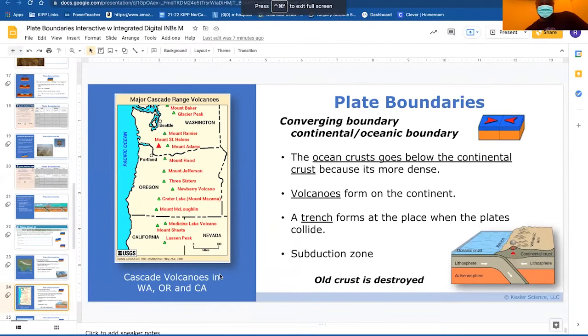All right, let's keep moving forward. So volcanoes form on the continent. A trench forms at the place when the plates collide, and this is a subduction zone.